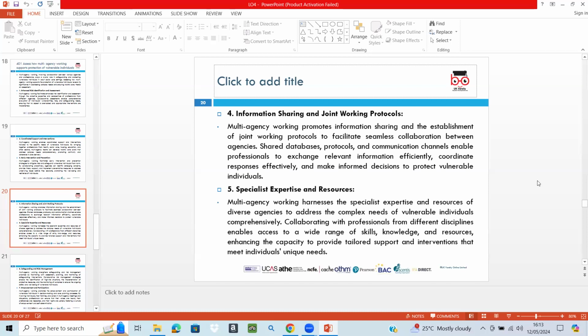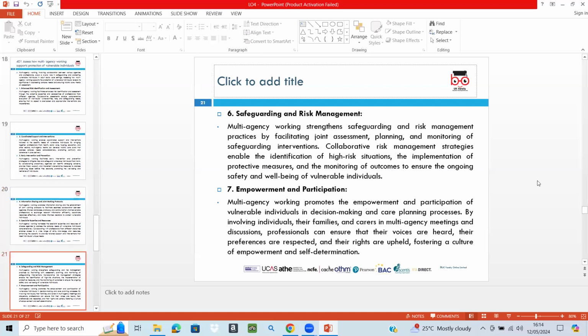Adult social care settings can access a broader range of skills, knowledge, and resources to support individuals effectively. This holistic approach allows for tailored interventions that are responsive to the unique needs of each individual, ensuring that they receive necessary support and care from a multidimensional perspective. So these all are the important aspects here.